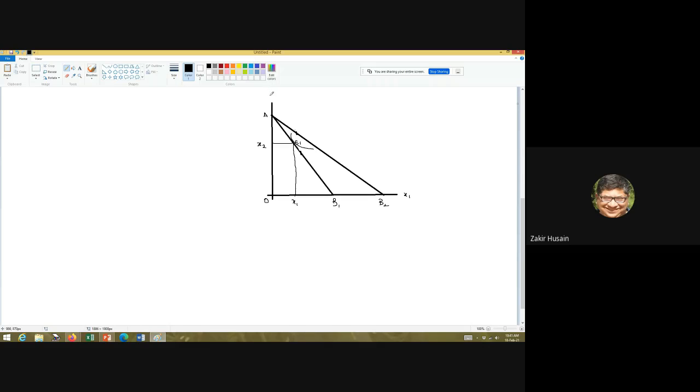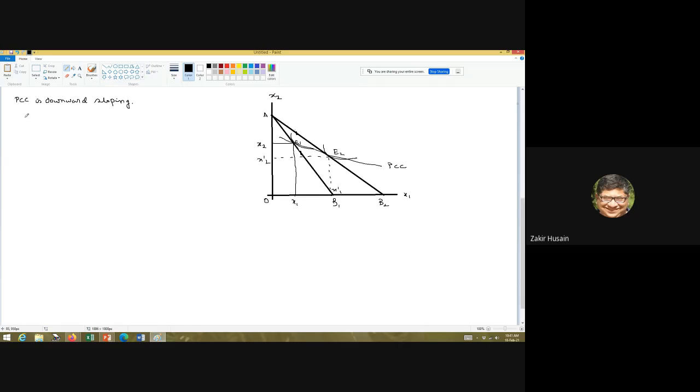Okay, so we have, sorry, this will be x2, this is e2, okay, so this is x prime 1, this is x prime 2, okay. So this is the price consumption curve. PCC is downward sloping.